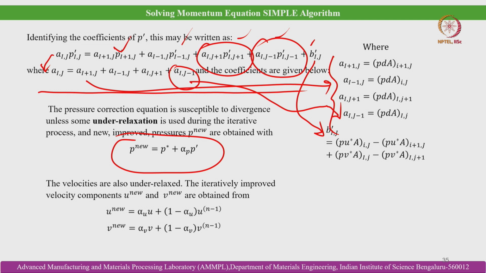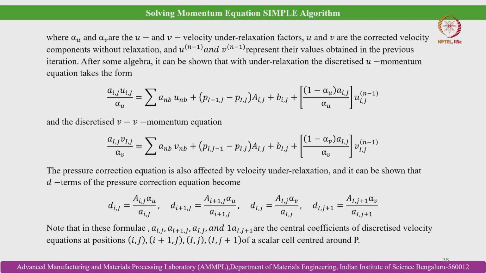The iteratively improved velocity components, that is u nu and v nu, are obtained from these two expressions, that is u nu is equal to alpha u, that is the under relaxation factor for u, times u plus 1 minus alpha u multiplied by u n minus 1. Similarly, v nu is equal to alpha v times v plus 1 minus alpha v, v to the power n minus 1. Where alpha u and alpha v are the u and v velocity under relaxation factors, u and v are the corrected velocity components without relaxation, and u to the power n minus 1 and v to the power n minus 1 represent their values obtained in the previous iteration.